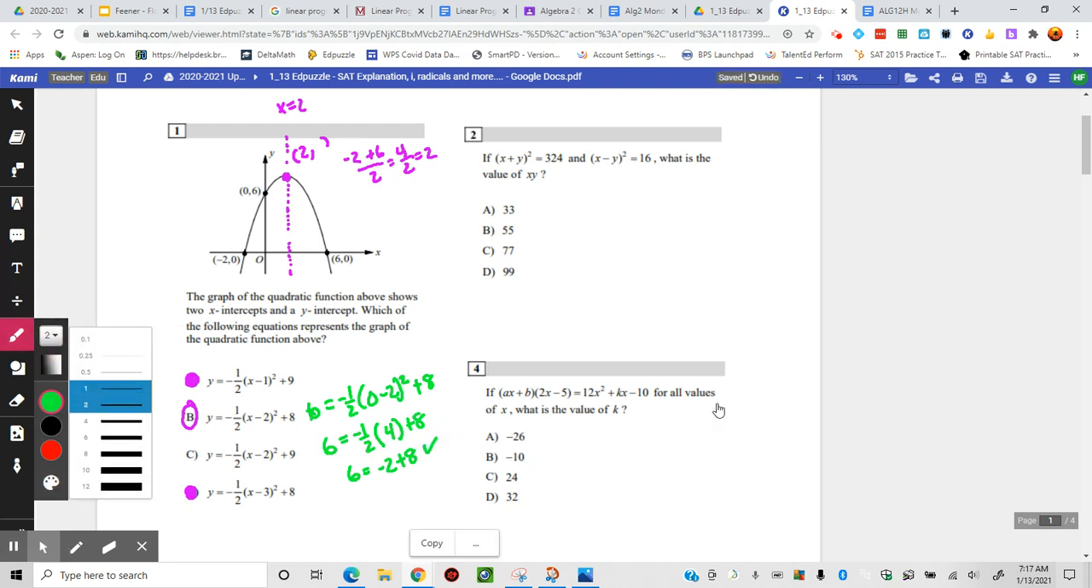What I mean is, if you plugged it into C, you'd get 6 equals -1/2 times (0 minus 2) squared plus 9. You would get 6 equals -2 plus 9, or 6 equals 7, which is not true. So your answer has to be B.